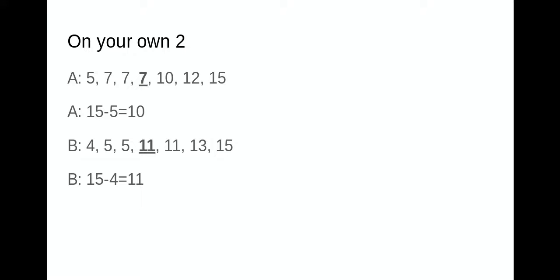For shelter A, we want to find the range. Now that we have them in order, it's even easier to find. You take your biggest number, your smallest number, you subtract them. 15 minus 5 is 10. So we have our median, we have our range.